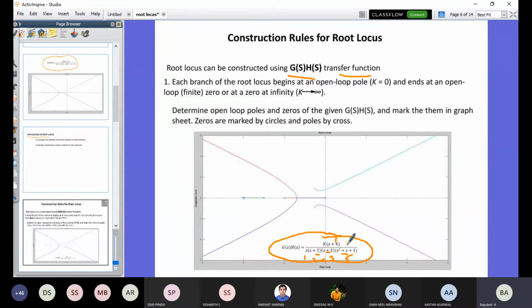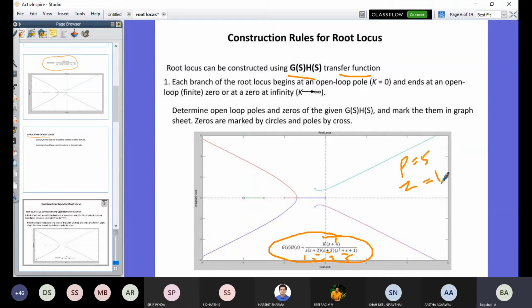There are 5 poles in this problem, or 5 open loop poles exist in this transfer function. So you can mark it as P equal to 5. How many zeros, dear? Only 1 zero. Okay. So the number of root locus branches is equal to the number of open loop poles.